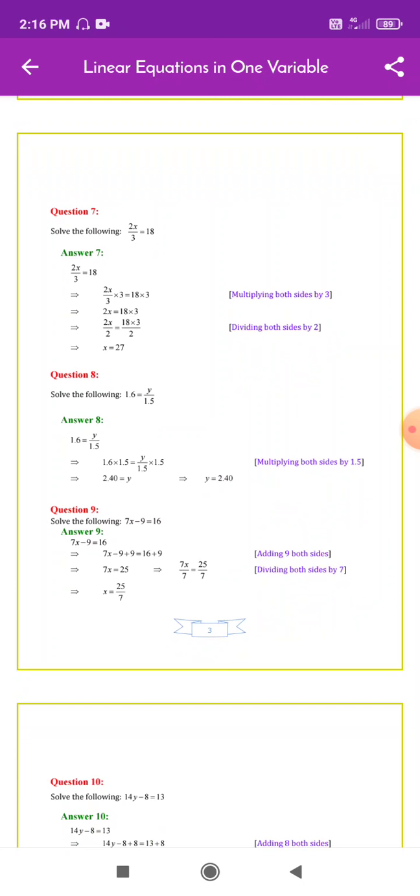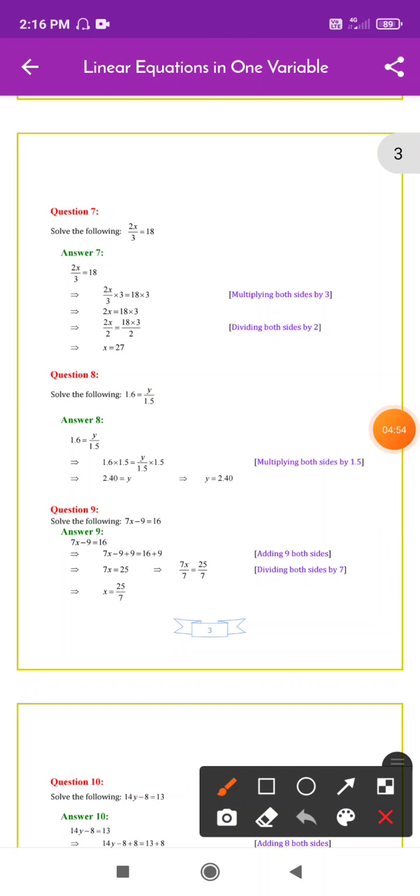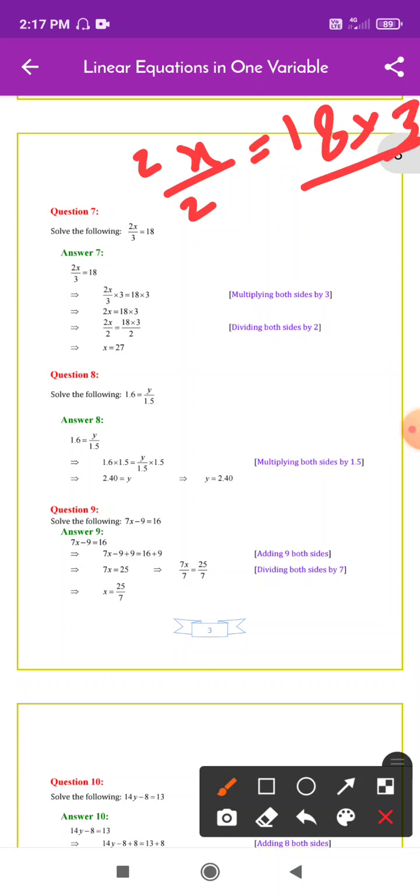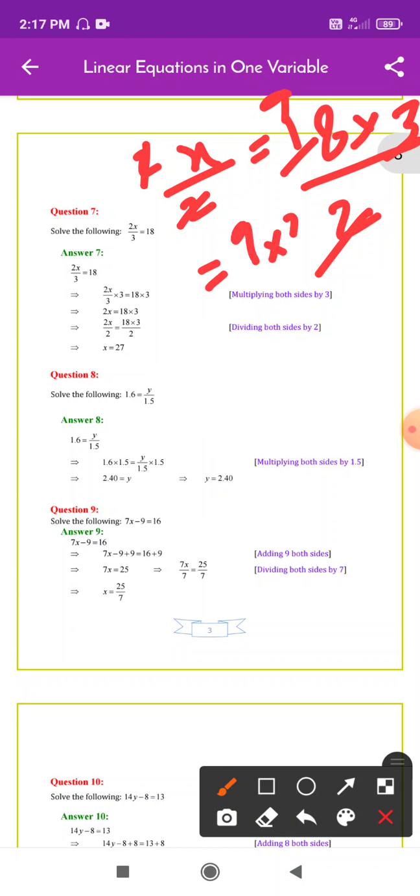2 nines are 18, yes or no? How will we do this? Just see here, 2x is written, 2x upon 2 equals to 18 into 3 upon 2. 2 ones are 2, 2 nines are 18. Then this 2 will cancel, so x will remain. How much? That is 3, 9 3s are 27. So x equals to 9 3s are 27, so it will become 27. X value is 27. Have you understood, students?